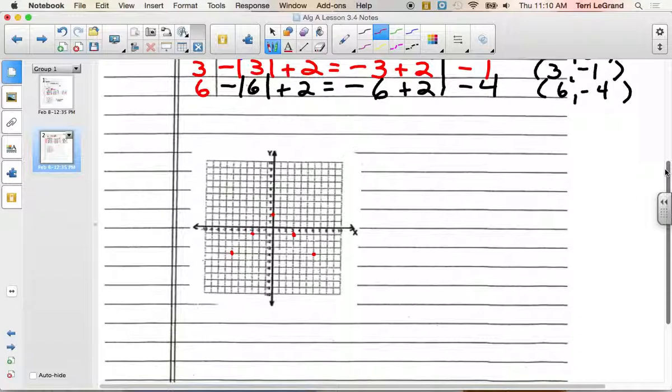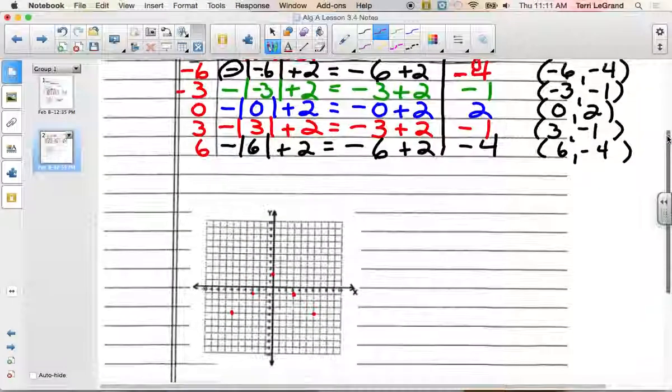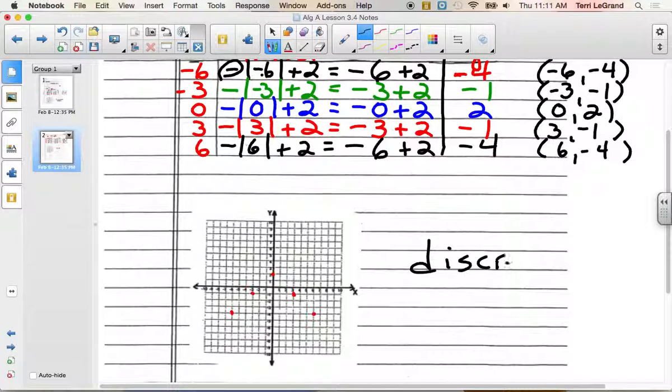Do we connect the dots? Nope. Why not? It's discrete. It's because it's a discrete graph. We were given a distinct domain. It said these x values only. So we do not connect the dots. Okay, so let's put beside here that we have a discrete graph. We do not want to connect the dots. We just want to admire our upside down V not being connected. Okay, any questions about this one?